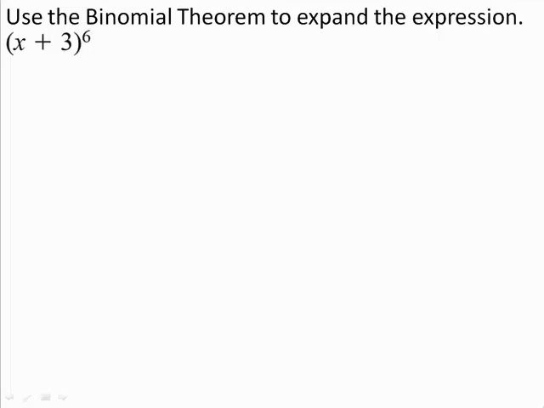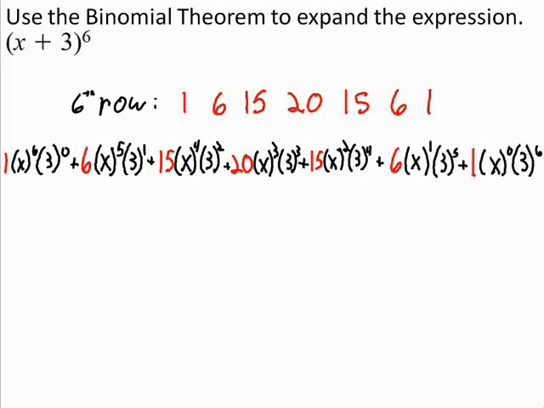Use the binomial theorem to expand the expression (x + 3)^6. Start by finding the 6th row of Pascal's triangle. It's 1, 6, 15, 20, 15, 6, 1. So the expansion is as follows.